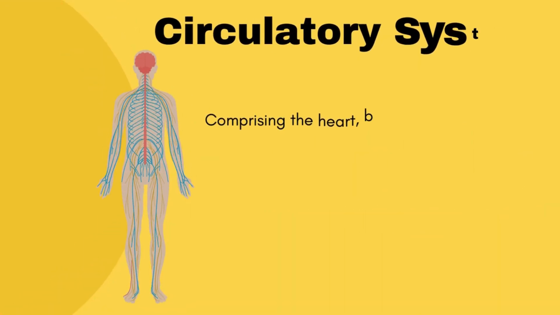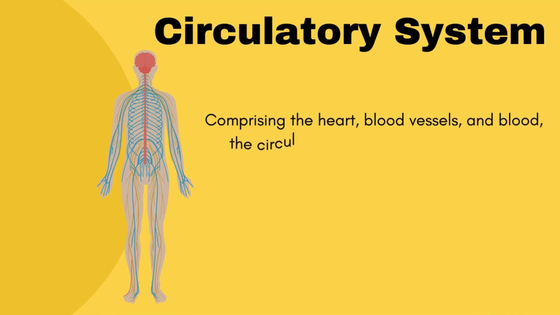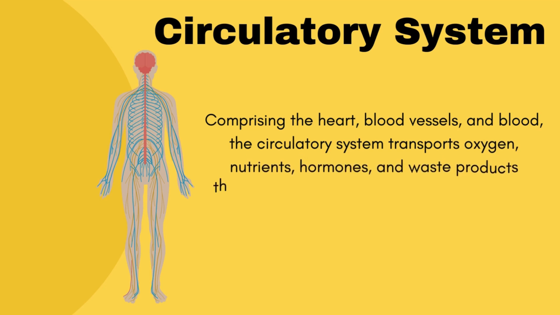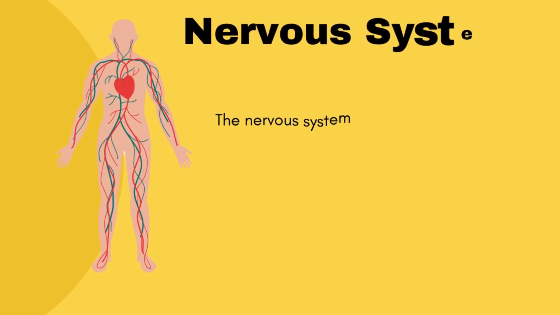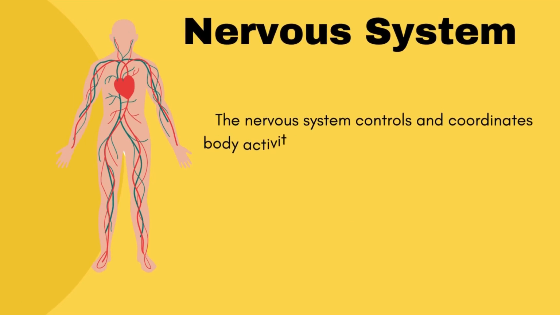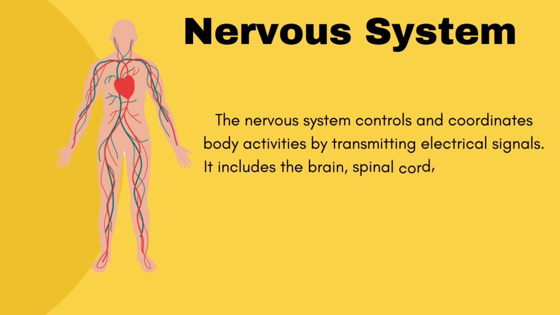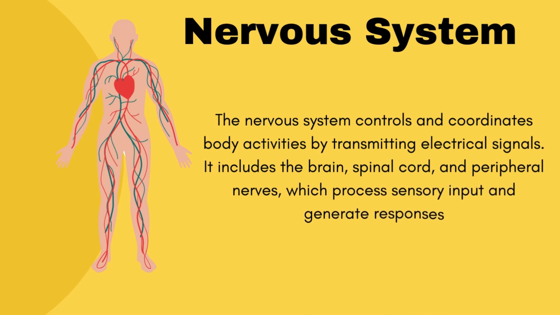Circulatory system. Comprising the heart, blood vessels, and blood. The circulatory system transports oxygen, nutrients, hormones, and waste products throughout the body. The heart pumps blood, and arteries, veins, and capillaries ensure efficient circulation. Nervous system. The nervous system controls and coordinates body activities by transmitting electrical signals. It includes the brain, spinal cord, and peripheral nerves, which process sensory input and generate responses.